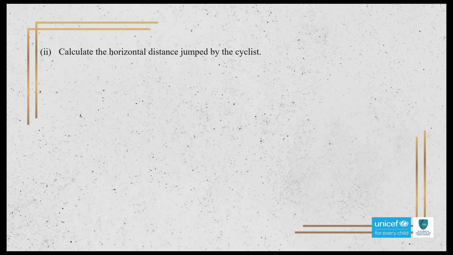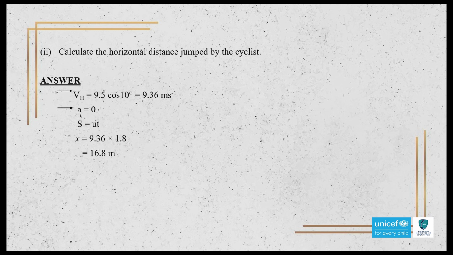Then calculate the horizontal distance jumped by the cyclist. If you want to find the horizontal distance, we can use directly S equals ut. You can see that horizontal velocity will be 9.5 cos 10, horizontal acceleration is 0. So, therefore, directly we can use S equals ut and you will get 16.8.